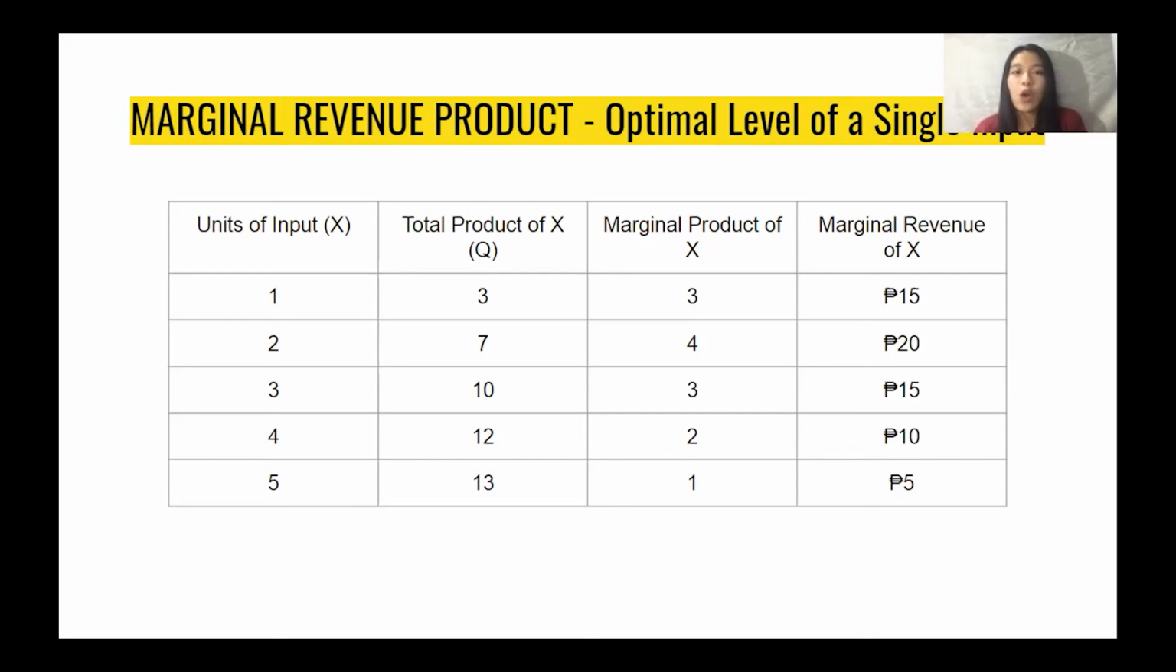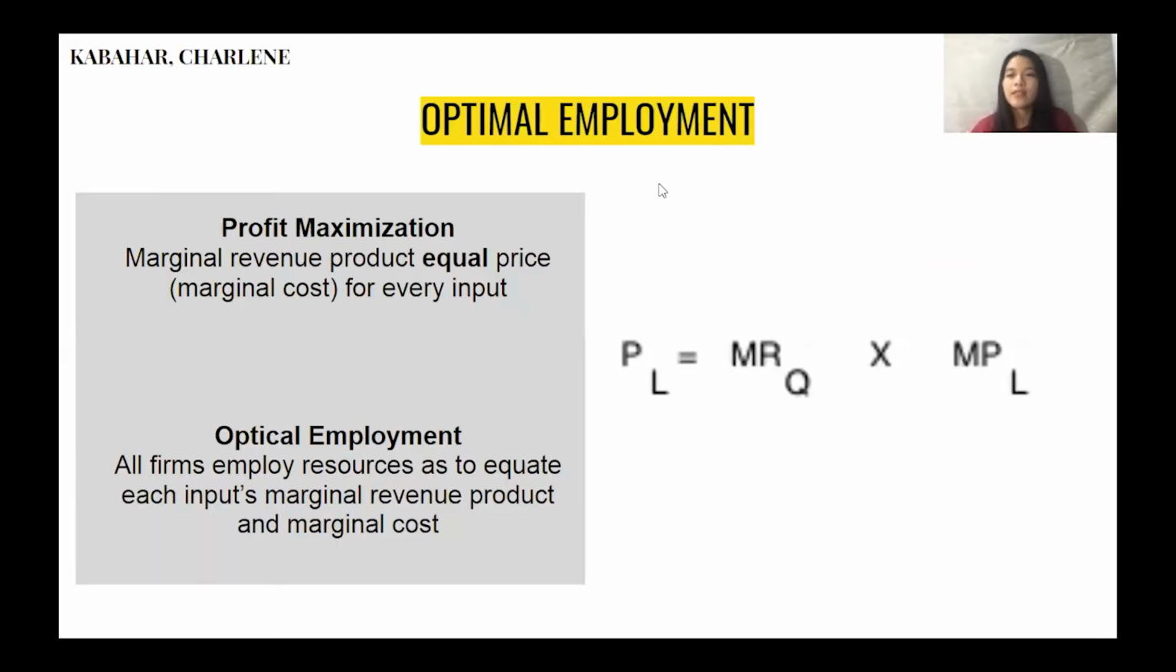On the margin, when the firm employs the third unit of X, there is an increased total profit of 3 pesos, which we get by simply deducting the marginal cost, 12 pesos, from the marginal revenue, 15 pesos. The fourth unit of X will not be employed because the value of its marginal product is 10 pesos, which is less than the cost of employment, 12 pesos. Profit would then decline by 2 pesos, and for the fifth unit, profit would decline by 7 pesos. So next is optimal employment.